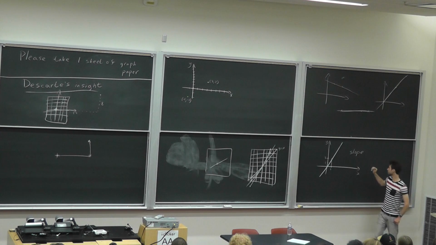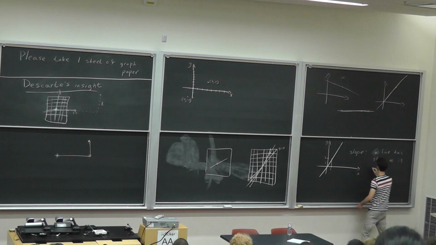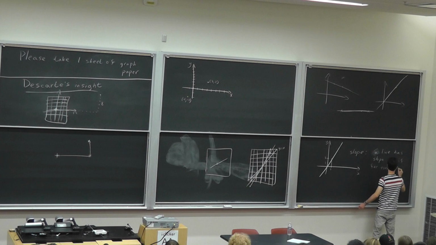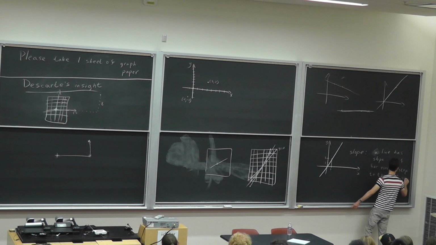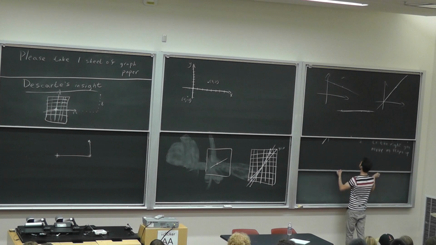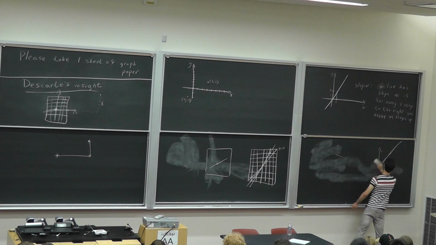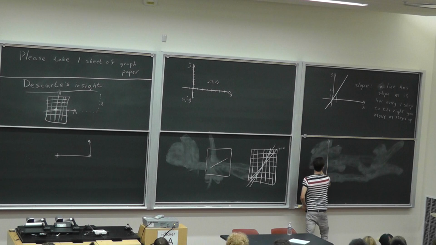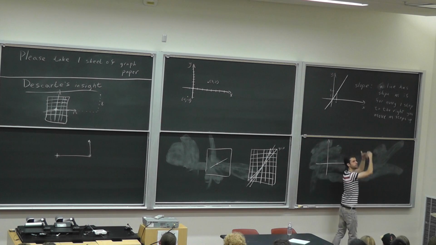And here's the line. So the concept of slope is: the line has slope m if for every one step to the right, you move m steps up. So the slope describes how steep this line is. If you want to move along this line and you want to make an advance of one step to the right, how many steps up do you have?